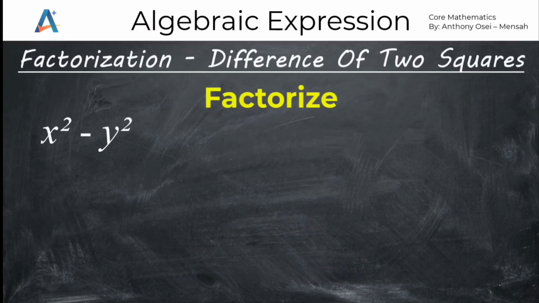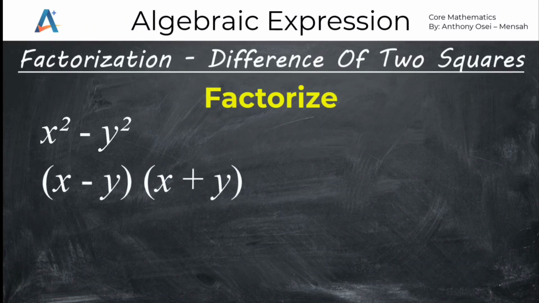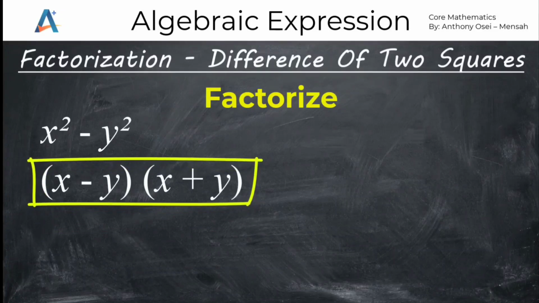Factorize x squared minus y squared. As usual, we have two squares with a subtraction sign, which makes it difference of two squares. Then let's factorize it. We draw two brackets. We get our minus and our plus sign. So x, y: x minus y, then x plus y. As usual, you can still interchange the signs, where plus or the positive starts and then the subtraction goes to the other bracket. So this becomes the final answer of x squared minus y squared.